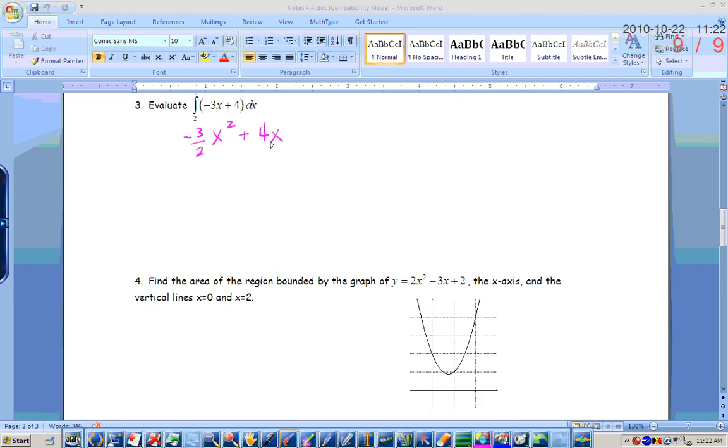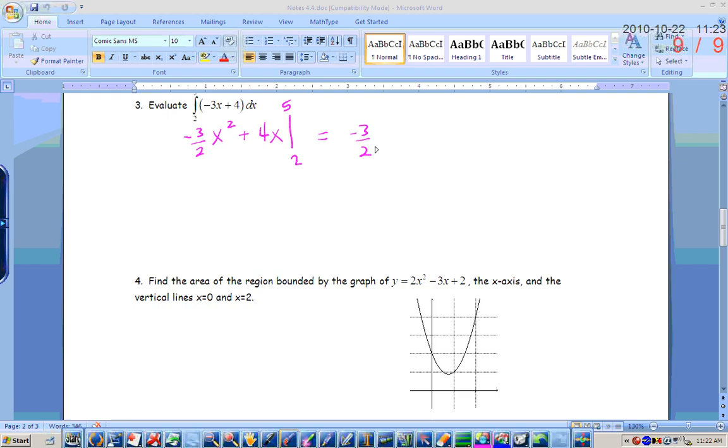Plus 4x. Good. Okay, and then on last night's homework, we just would have said plus c and been done with it. But because we have the definite integral, that means we have to evaluate it between 2 and 5. The way that we tell whoever's reading our paper is that we put that vertical bar and the lower limit on bottom and the upper limit on top.